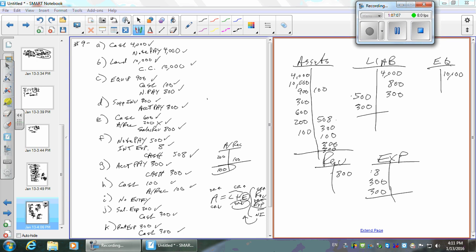Did everybody follow why I did all those debits and credits? You know which are assets, liabilities, equity, revenue, and expense, so you can make the journal entries. It's easy. Okay, good.